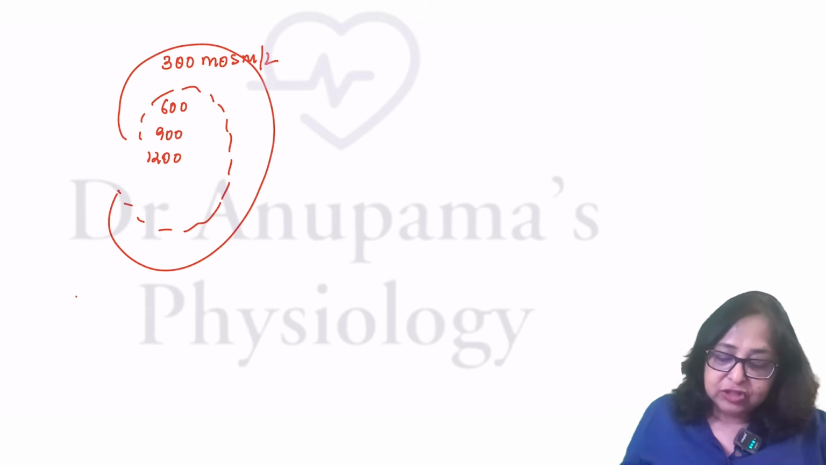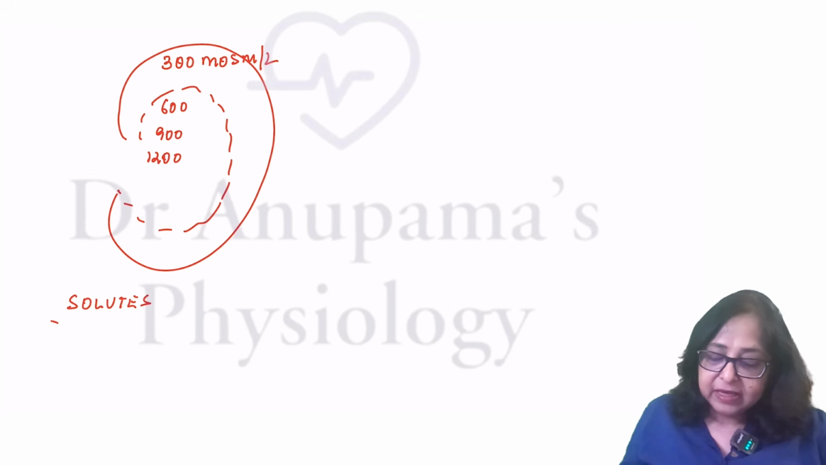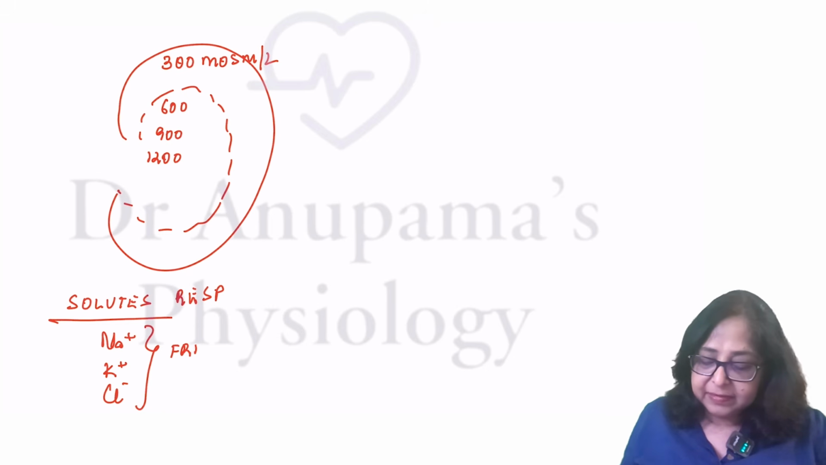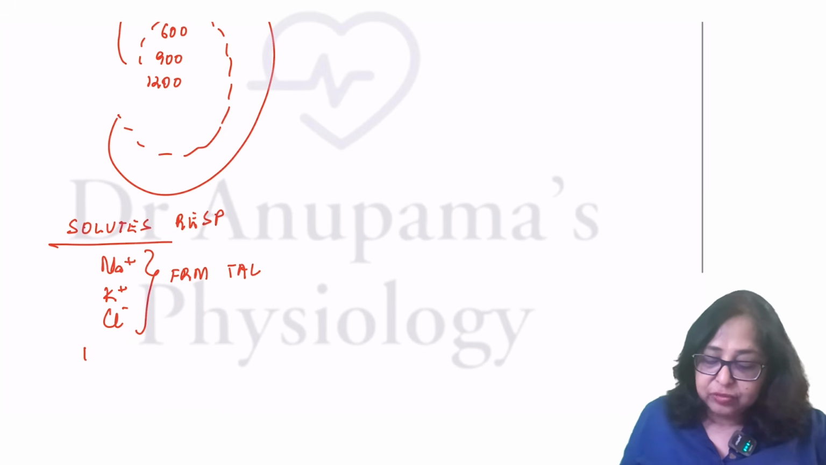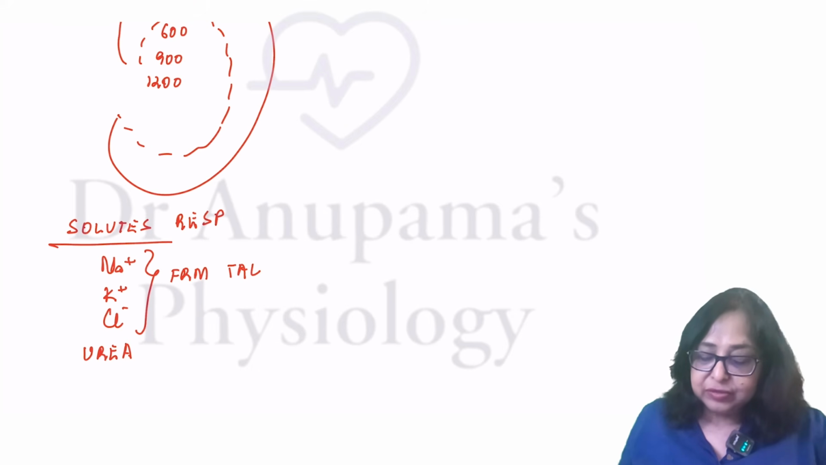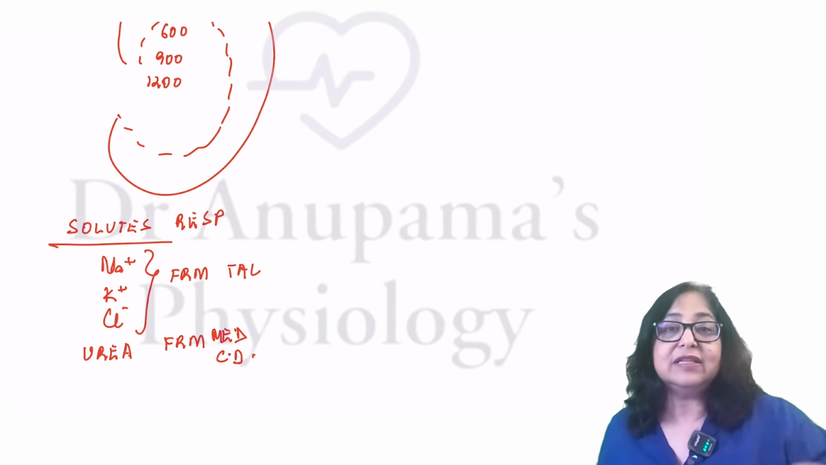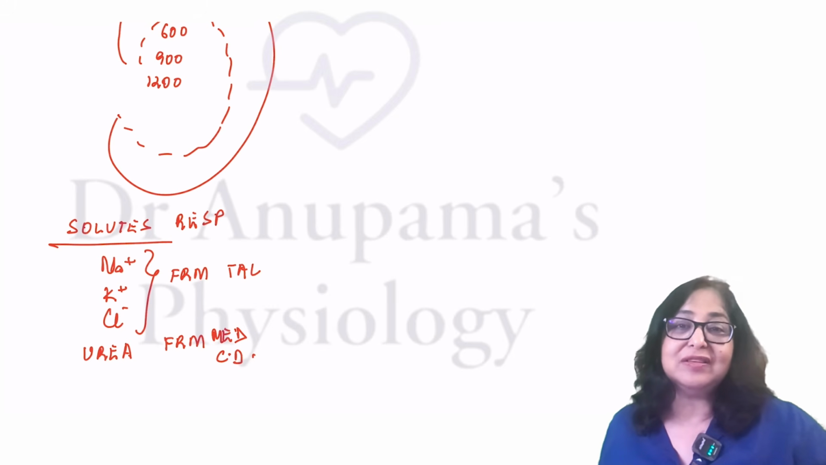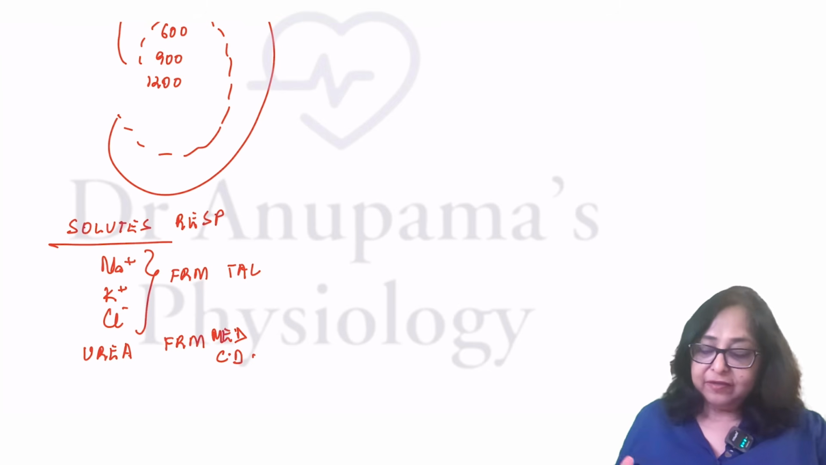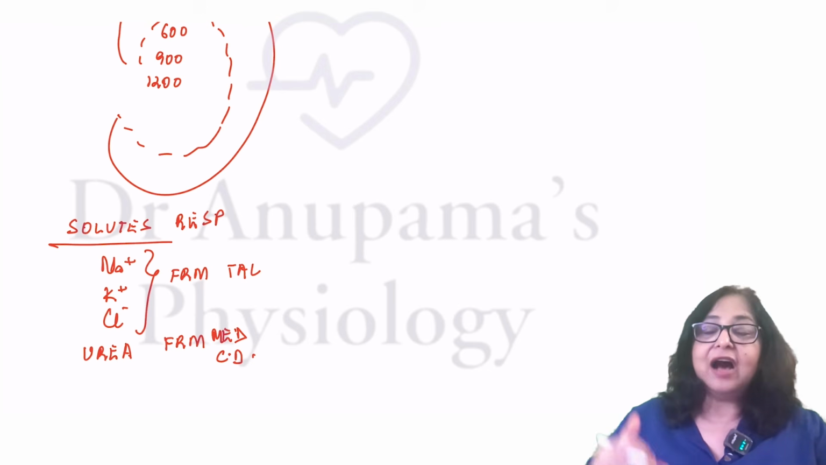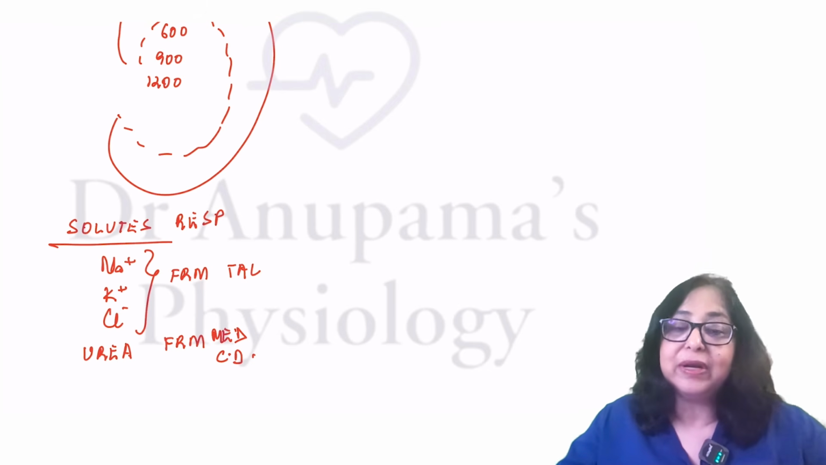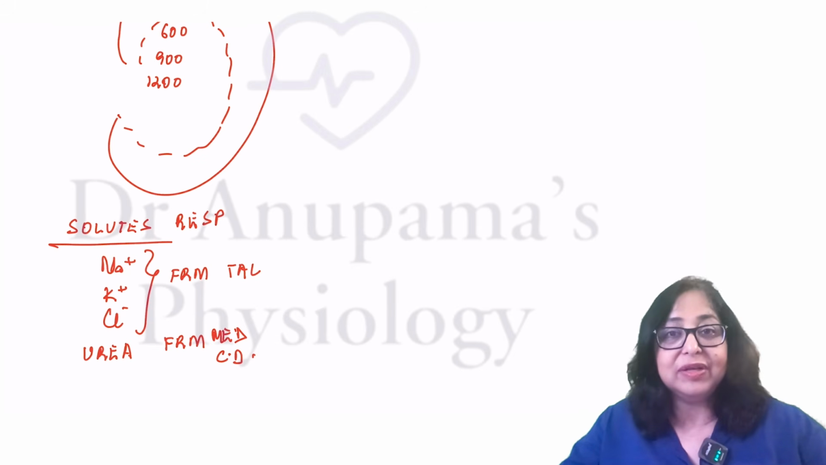So which are the solutes which are responsible? Sodium, potassium, chloride from the thick ascending limb, and also to some extent urea. Urea will enter into the medullary interstitium from the medullary collecting duct. Remember, ADH also facilitates urea transport. It also increases urea transport. So urea from the medullary collecting duct. So these four solutes are responsible for a hypertonic, hyperosmolar medullary interstitium.